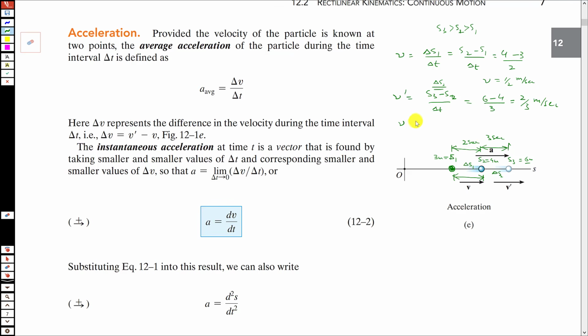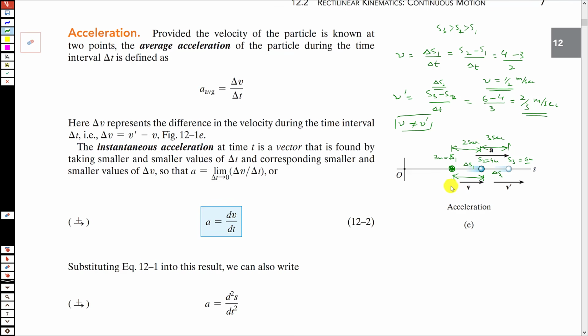So v is not equal to v dash, right? This means that there is a change in the velocity. Initially the particle was moving with this velocity, and after some time interval, in the second time interval, it was traveling with this velocity. So there is a change in the velocity, which means that this particle is accelerating. If the change in the velocity is positive, then the acceleration is positive, and if the change in the velocity is negative, then the acceleration is negative.